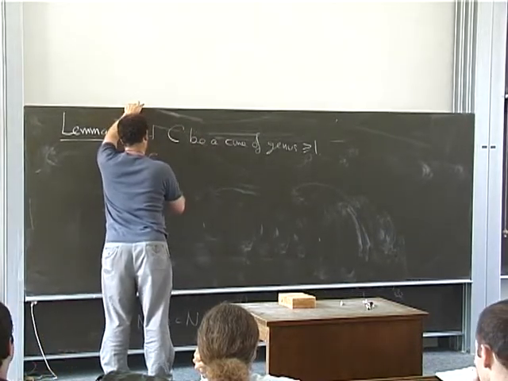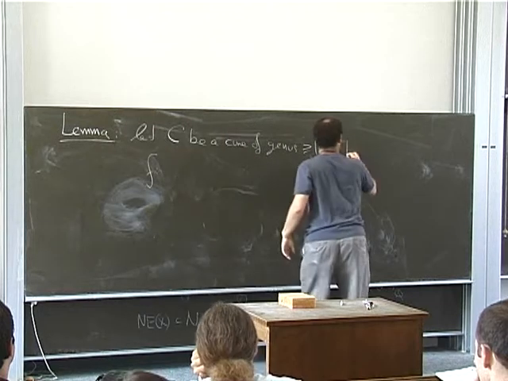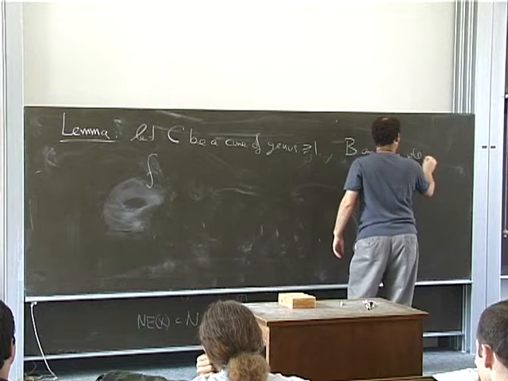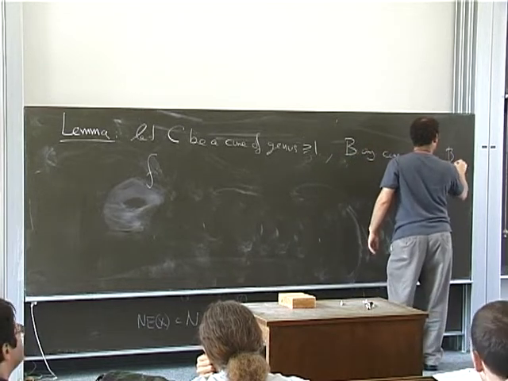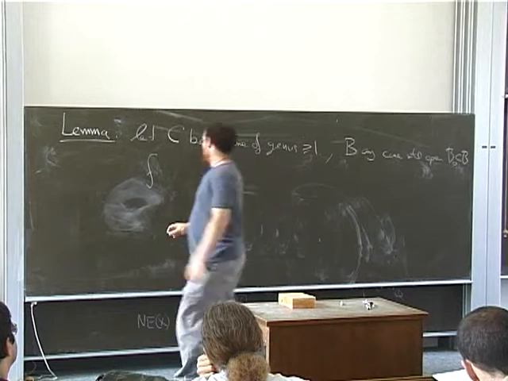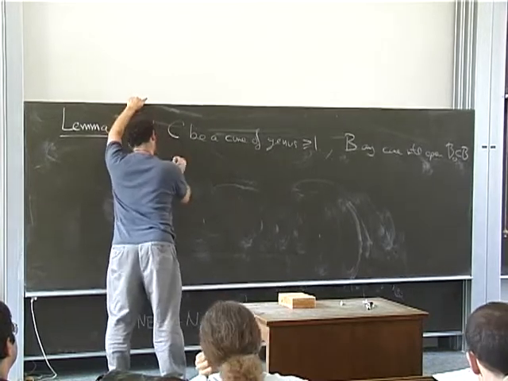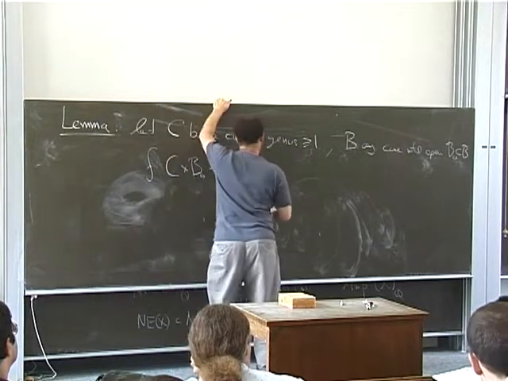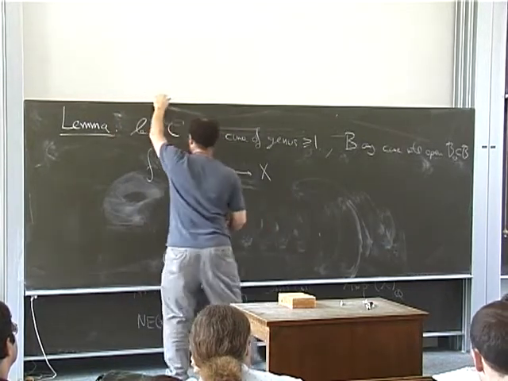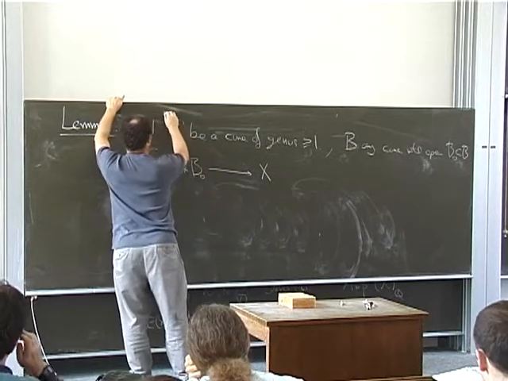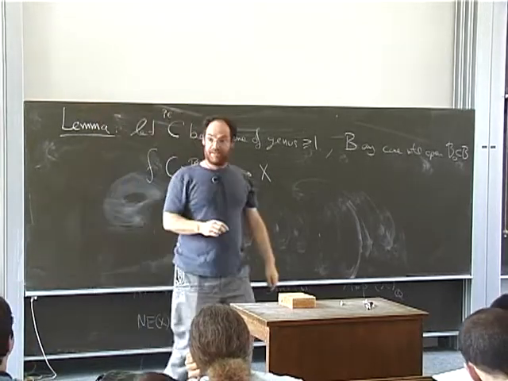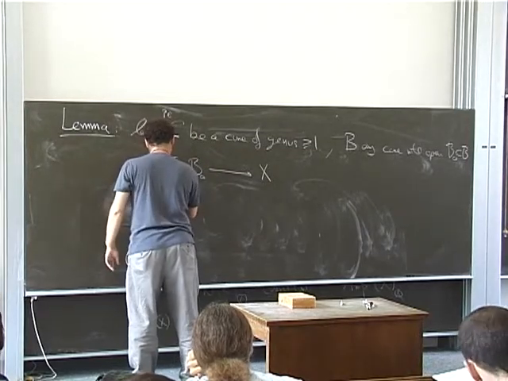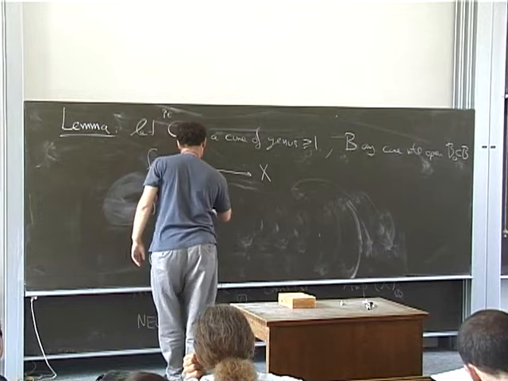Let B be any curve with an open subset B0 inside B. And so I'll draw a picture in a minute. And let F from C cross B0 be a map to X. There's one more thing I forgot to fix. I fix a point P in C, such that F restricted to P, namely F from P cross B0, is constant.